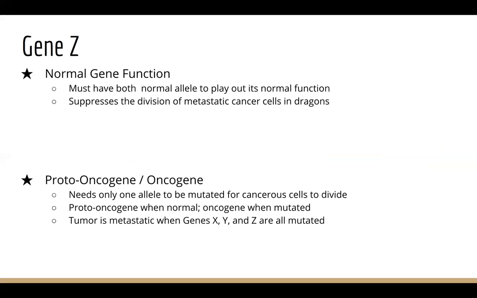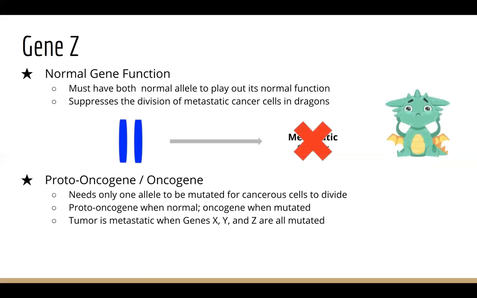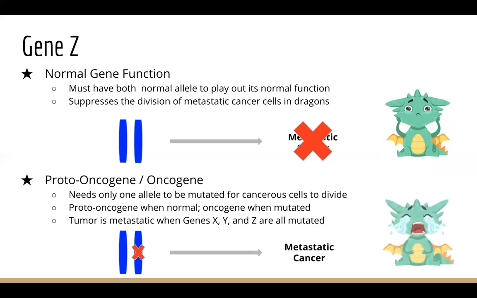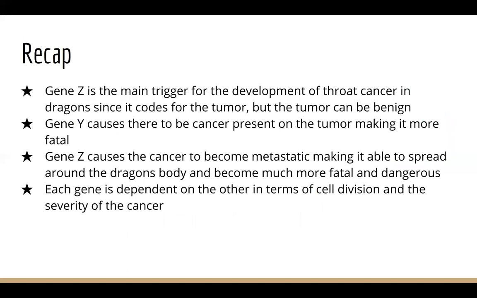The major difference between gene Z and Y is that its normal function is to stop the division of metastatic cancer cells. This means that the cancer can move from the throat and infect other parts of the body. When both alleles are wild type, the metastatic cells do not divide, and the cancer will not spread, causing the dragon to feel slightly more at ease. However, once there is a mutation on one allele, the cancer becomes metastatic, causing the dragon to unfortunately be very scared and very sick. Overall, gene Z is the main gene that causes throat cancer in these dragons.